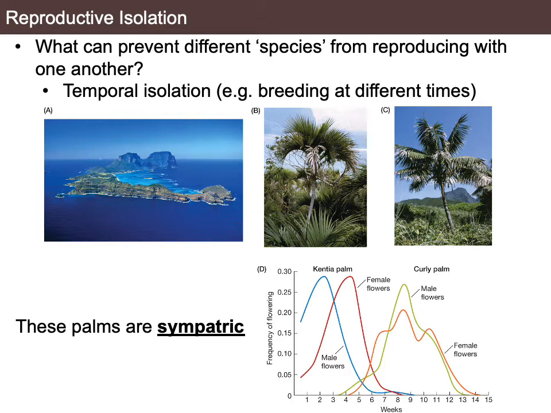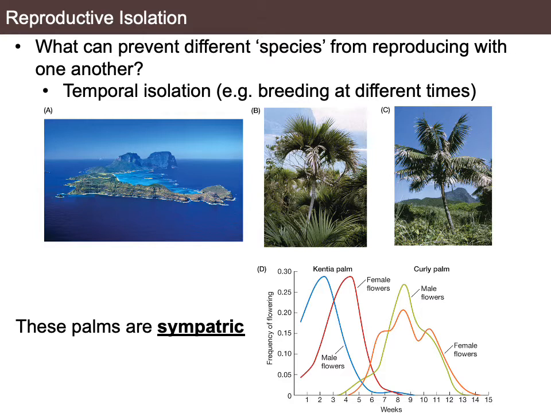Another thing that could prevent different species from reproducing with one another is temporal isolation. Okay? So these species might not be around at the same time. They might not be in the same place at the same time, or they may reproduce at different times of year. This example is a figure from further on in the text. We'll hit on this one towards the end of the chapter again, but it's a good example of populations that are temporally isolated from one another.